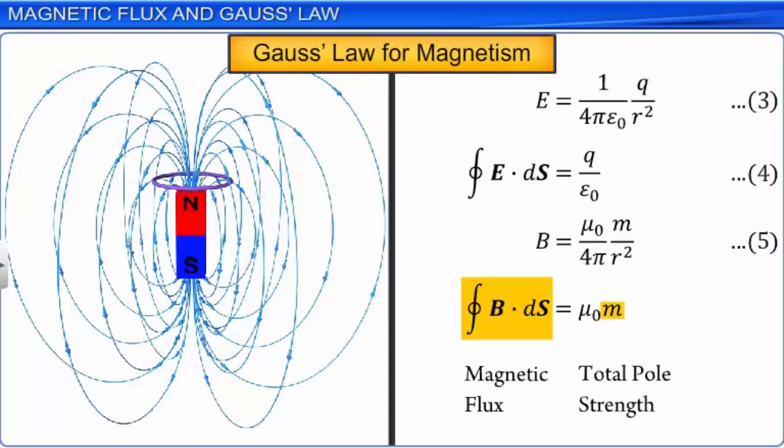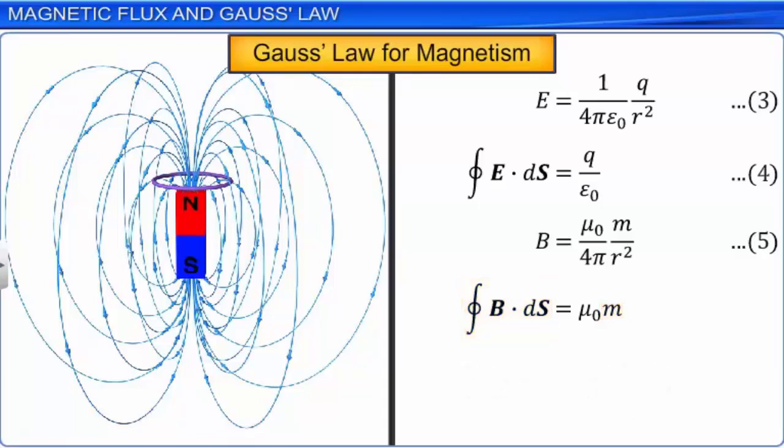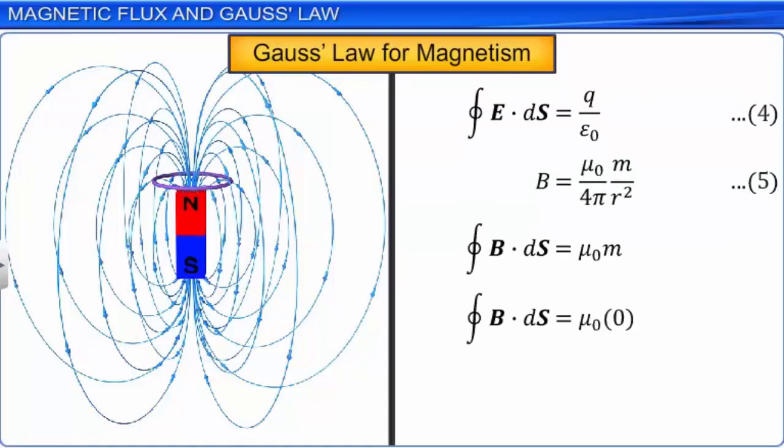Since the isolated magnetic pole or magnetic monopole does not exist, that is, the magnetic dipoles alone exist with poles that are opposite in nature, the net pole strength enclosed by the closed surface is 0. Now we can write Gauss law for magnetism as integral over the closed surface B dot ds is equal to 0. Let this be equation 6.